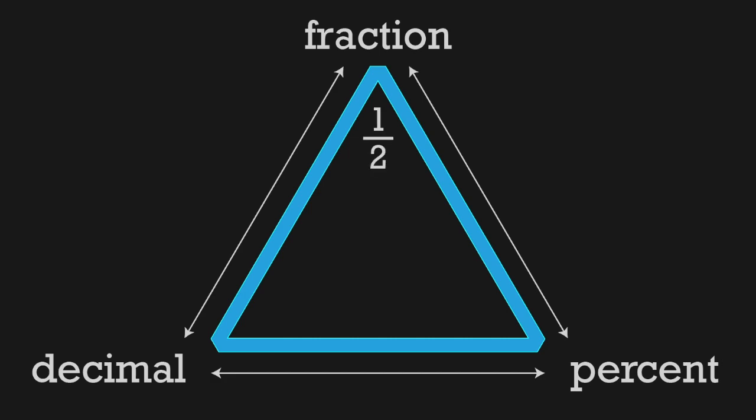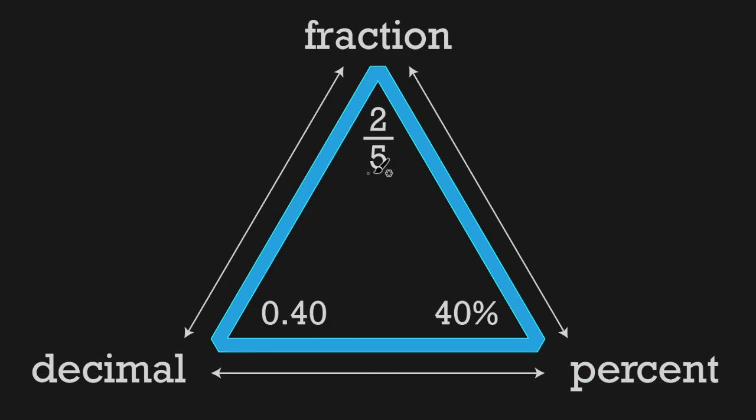For example, let's say we have 1/2. If we write it as a decimal, it would be 0.5, and if we write it as a percent, it will be 50%. Another example can be the ratio 2/5. If we write it as a decimal, it would be 0.4, and if we write it as a percent, it will be 40%.